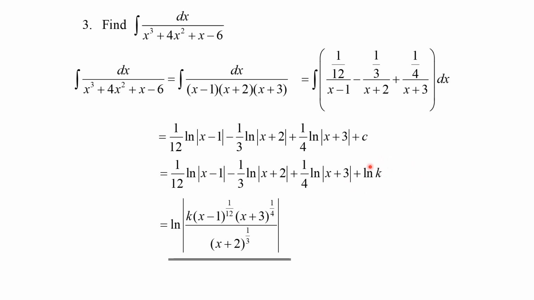So the k is there. So ln of k multiplied by (x minus 1) to the power of 1 over 12, and (x plus 3) to the power of 1 over 4. And whatever has a negative will go to the bottom. So it becomes minus (x plus 2), so you put it as a divisor, (x plus 2) to the power of 1 over 3. So finally, you can write your answer in this way using the logarithmic law.